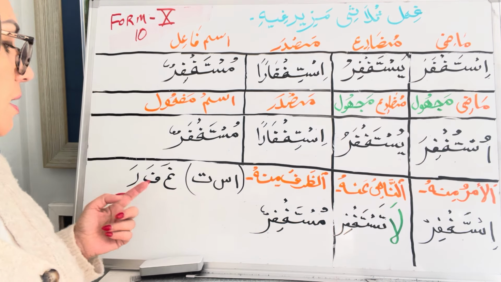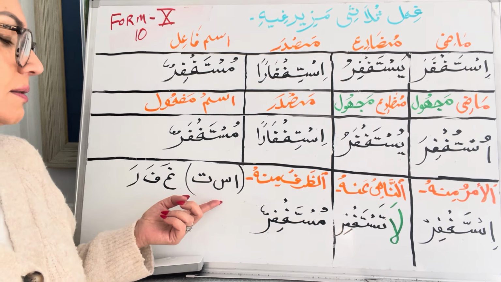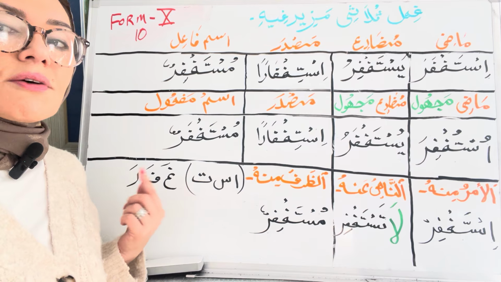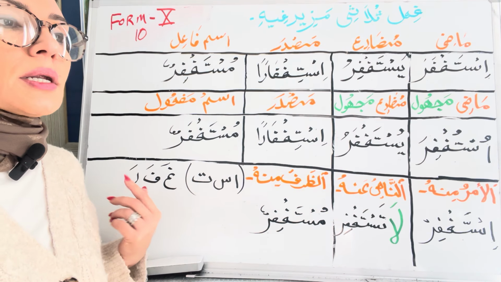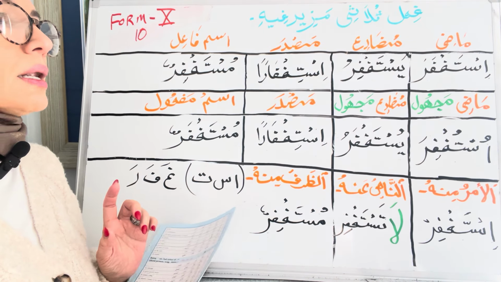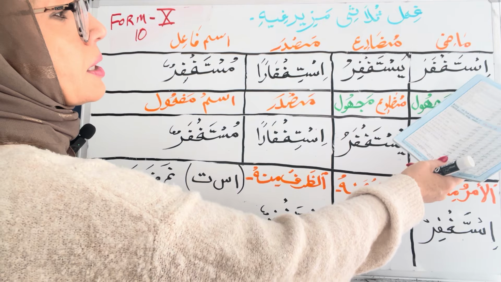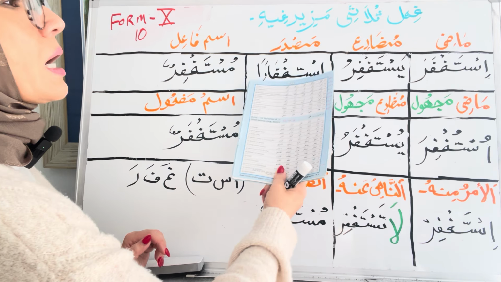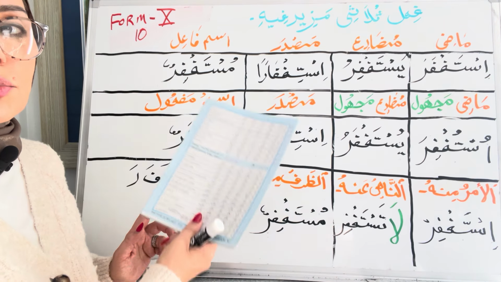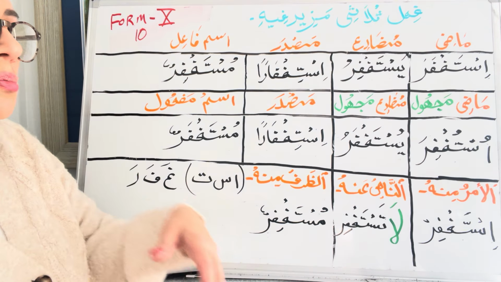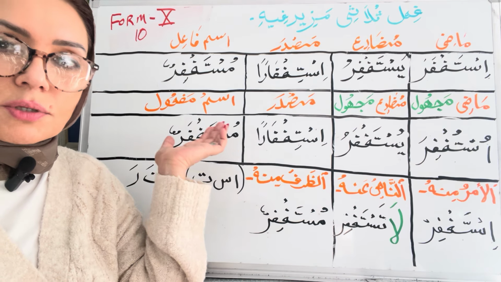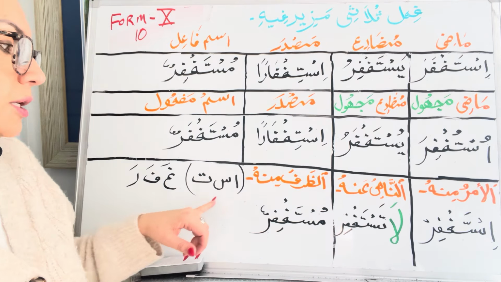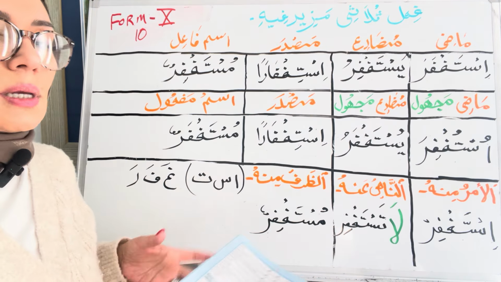So if we have fa'ala and then we want to add alif sin ta in front of it, it becomes istaf'ala, right? So now we have istaf'ala. You're going to put that in here: istaf'ala, yastaf'ilu, istif'alan, mustaf'ilun. So it follows the same pattern. That's what I'm just trying to say. So any of the verbs added with this works on the same pattern.